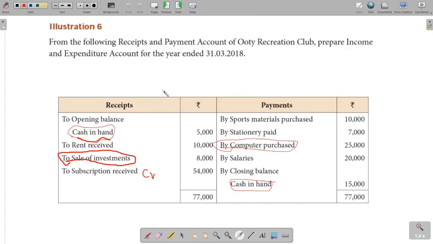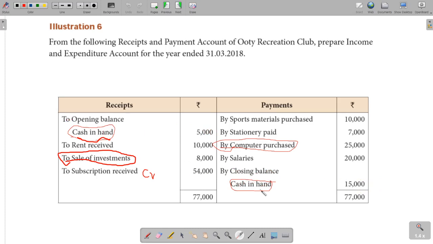Next we see one sum, illustration 6, a very simple sum where you have to apply all the things that you have learned. Now here this is a receipts and payment account of Ooty Recreation Club. They have asked us to prepare the income and expenditure account for the year ended 31st March 2018. On the receipts side they have given opening balance, cash in hand, and similarly by closing balance, cash in hand. This 5,000 cash in hand and the closing cash of 15,000, what happens to both of these?